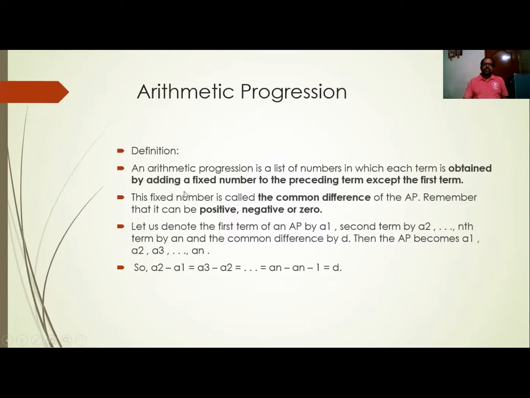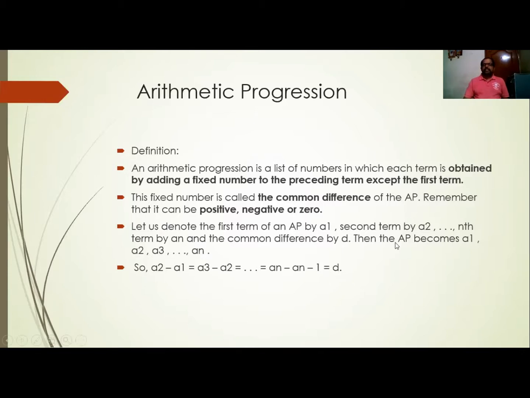Here the fixed number which is to be added to each term is called the common difference of that arithmetic progression. And that common difference may be positive, may be negative, or it may be zero also in some examples, right? Let us denote the first term of an AP by a1, second term by a2, third term by a3, and so on. The nth term of an AP is denoted by an, and the common difference by d.